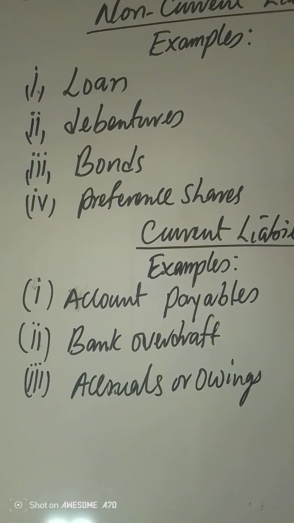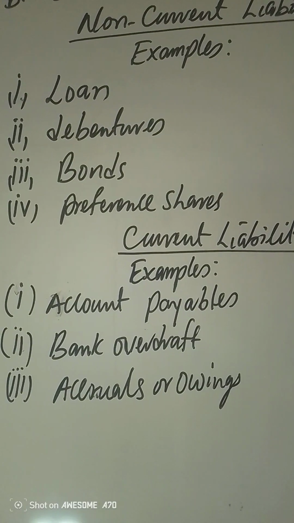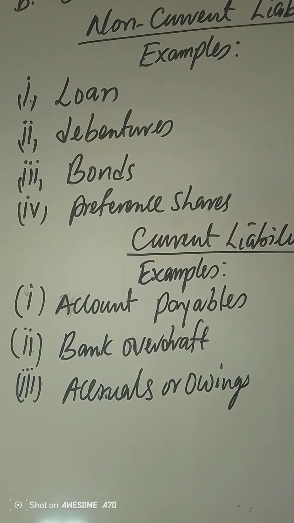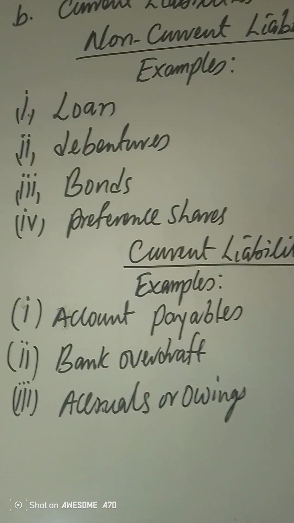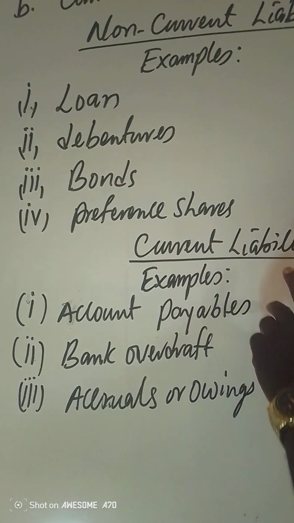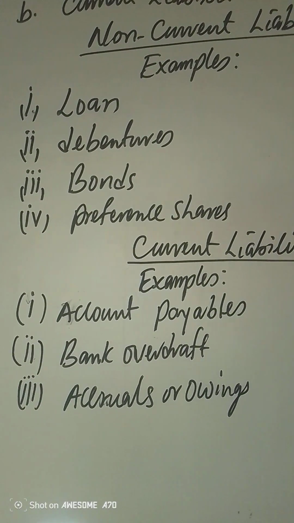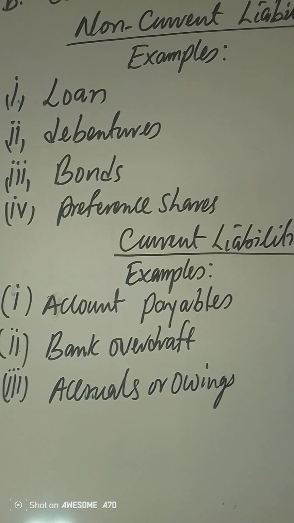Goods purchased for resale, where we say goods purchased on credit by the business. It is expected that the amount should not last, the repayment period should not last more than a year. So accounts payable, which was hitherto called creditors, is referred to as the current liabilities.